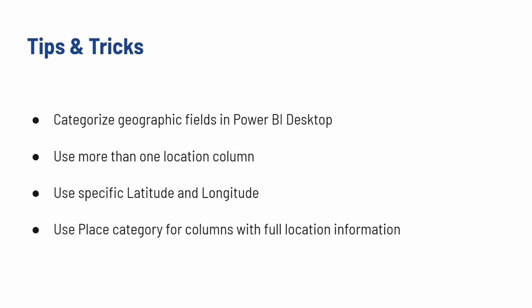Add latitude and longitude values to your dataset. This removes any ambiguity and returns results more quickly. While you are encouraged to use geo-hierarchies in your maps, if you must use a single location column with full geographical information, you can set the data categorization to place.